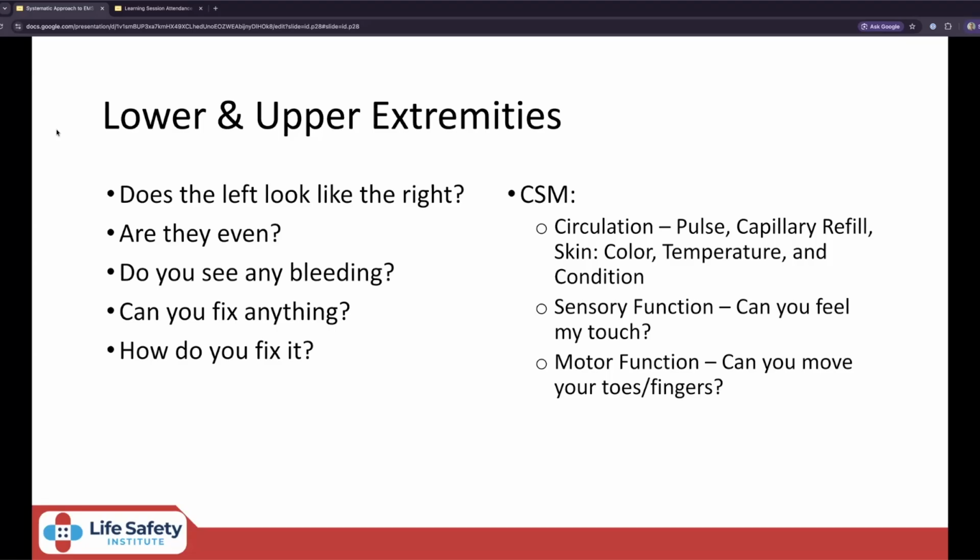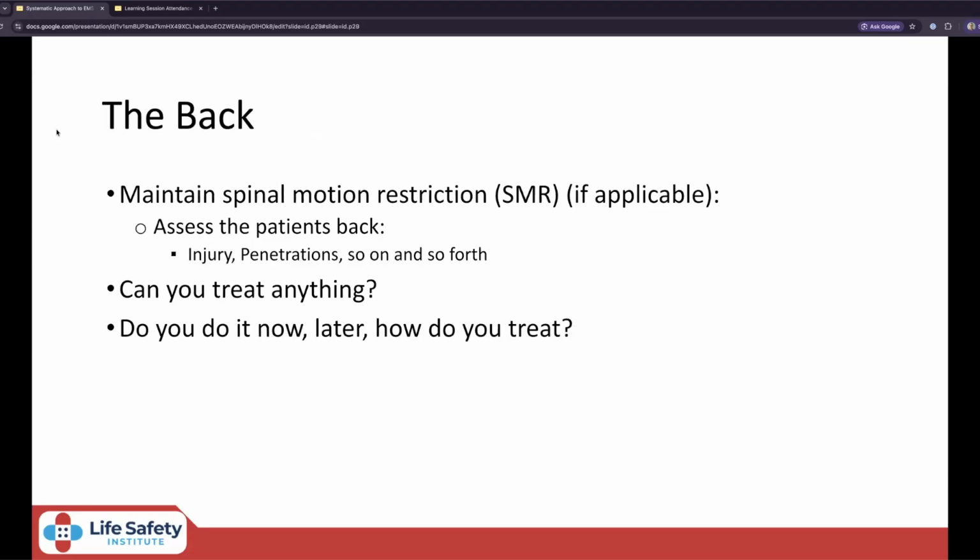Then sensory function. Typically, that's you touch the end of the extremity. Can you feel my touch? Right? If they can't feel your touch, that's a sign that there's a problem. Motor function. Can you move your toes? Can you move your fingers? Right? If they're unable to move their extremities, that's another sign that there's a problem. It could be neurological, it could be a broken bone. We may not know, but if we don't do this full assessment, we're not going to be able to dig deeper and check it.